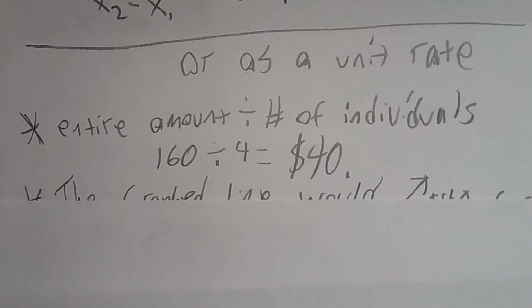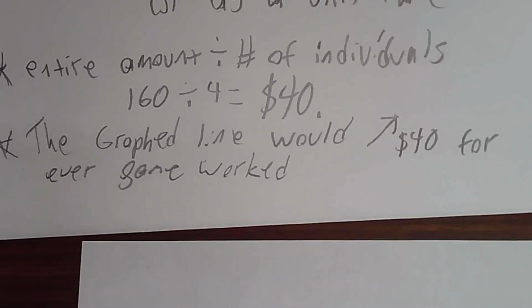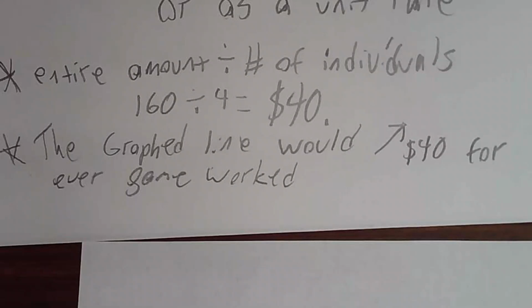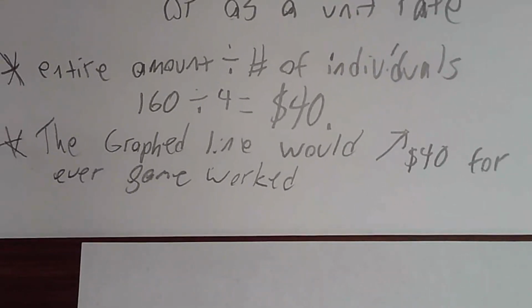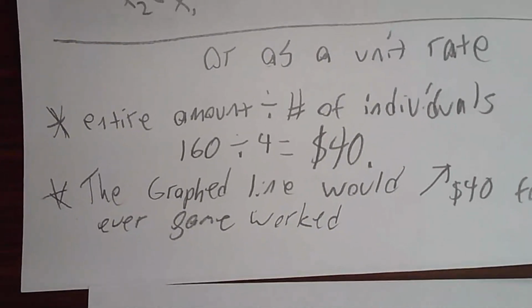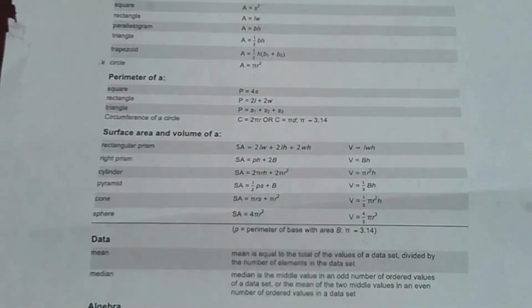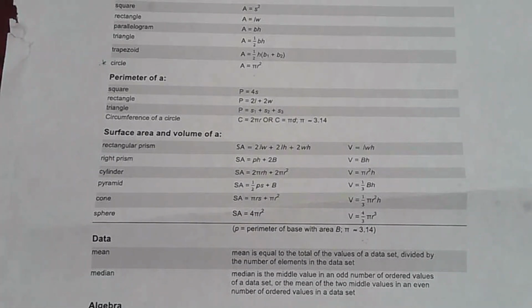So what that tells us is that if we graph the line, it's going to trend going the direction of the arrow you see there for every game he works. Every game he gets $40. So it's just going to be a solid line that continues to go in that direction. As far as GED goes, it doesn't matter how you get the answer, as long as you get the answer. So whichever method made more sense to you, that is the one you should follow.